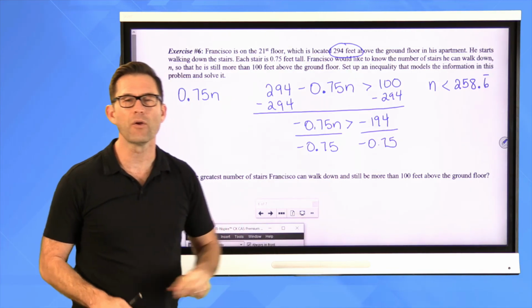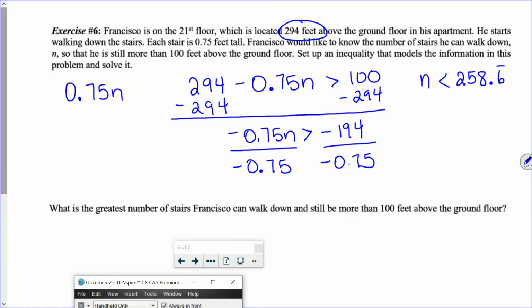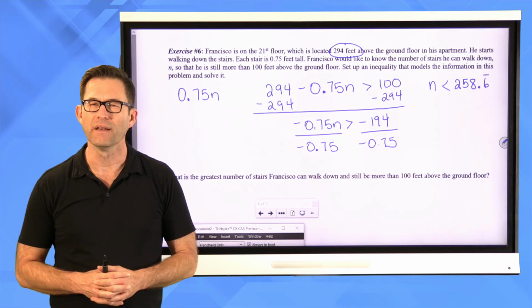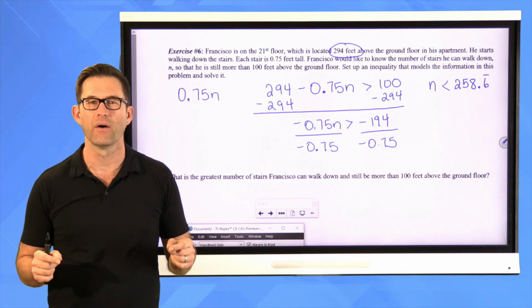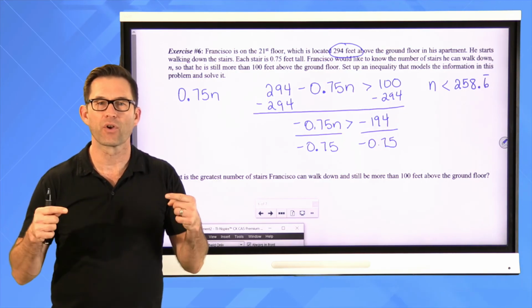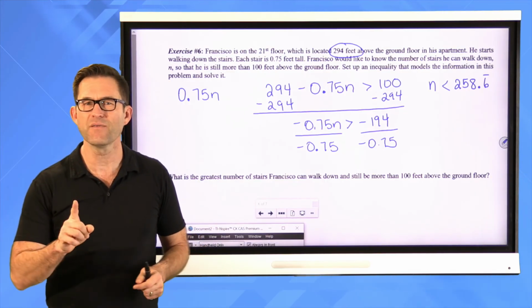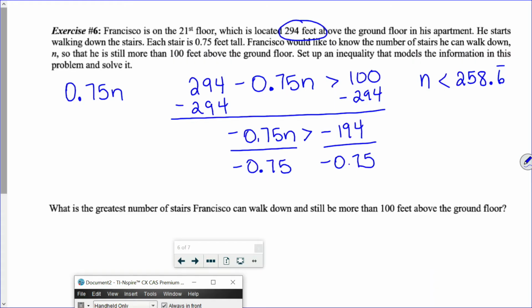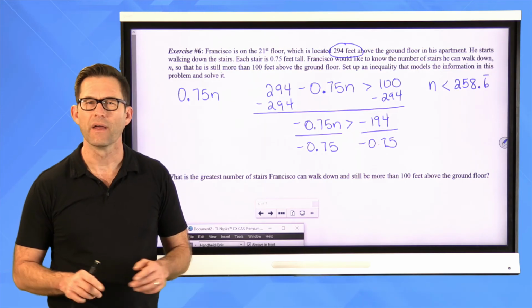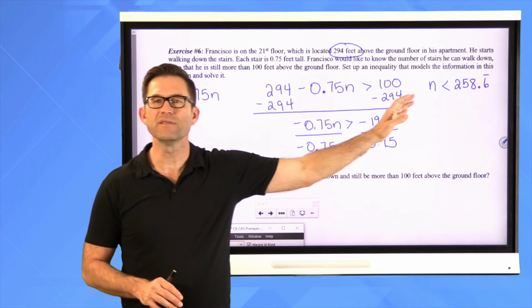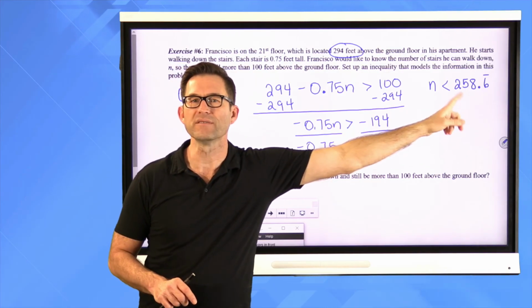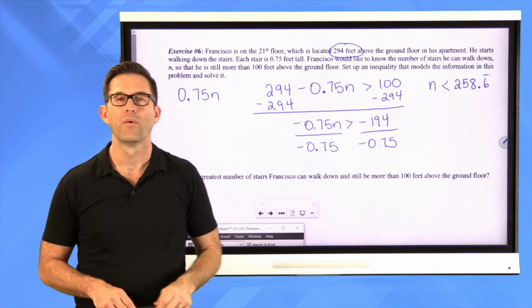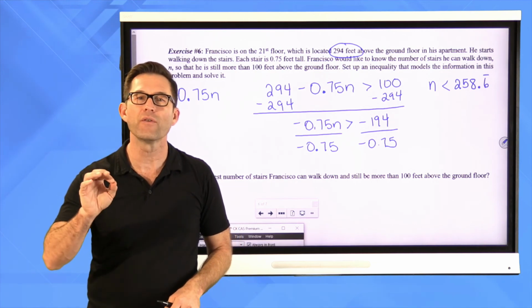But there's this final little part of the problem. Let's take a look at that. What is the greatest number of stairs Francisco can walk down and still be more than 100 feet above the ground? All right, so what is the greatest number of steps that he can walk down and still be above 100 feet above the ground? All right, pause the video now, and think about this for a moment. All right, it's a little tricky, right? This says as long as he's gone less than 258.6 repeated stairs down, then he will still be more than 100 feet above the ground.